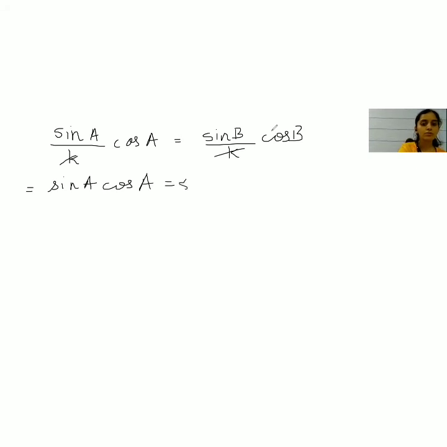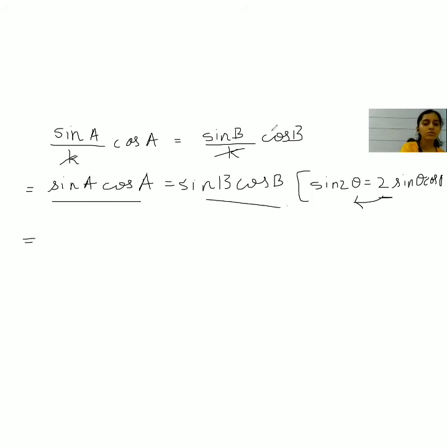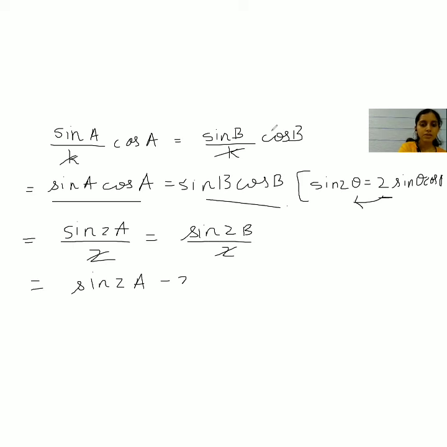Now what formula am I using over here? Observe sin B cos B. The formula for sin 2 theta is 2 sin theta cos theta, right? We have sin theta cos theta, we don't have this 2. So what we can do is put the 2 down and use the sin 2 theta formula. We'll have sin of 2A divided by 2 equal to sin of 2B divided by 2, and the 2 cancels out. Then we'll take sin 2B on the other side. So sin of 2A minus sin of 2B is equal to 0.